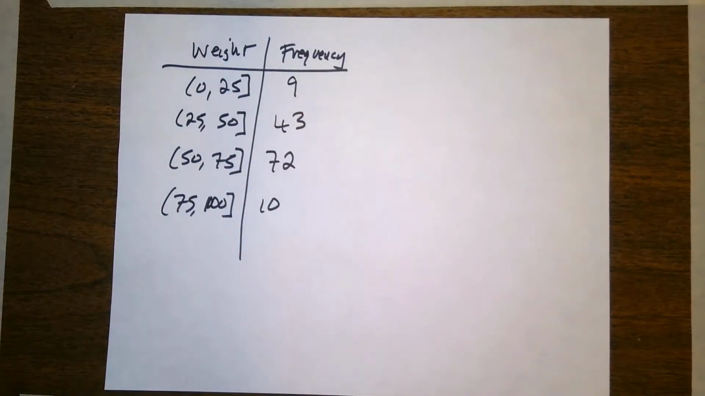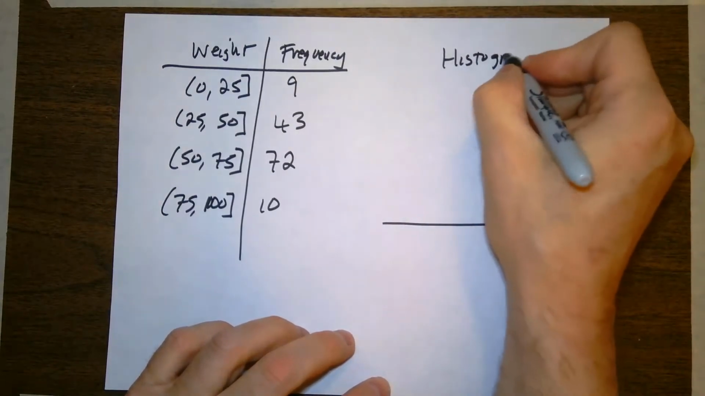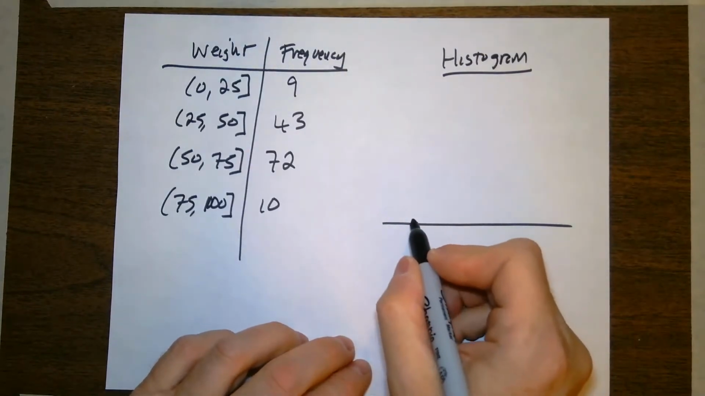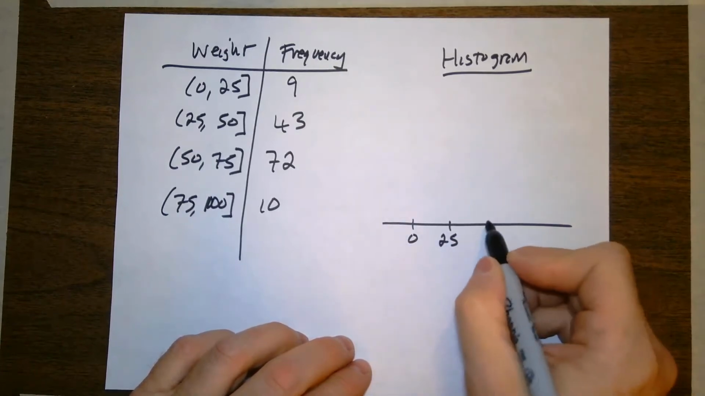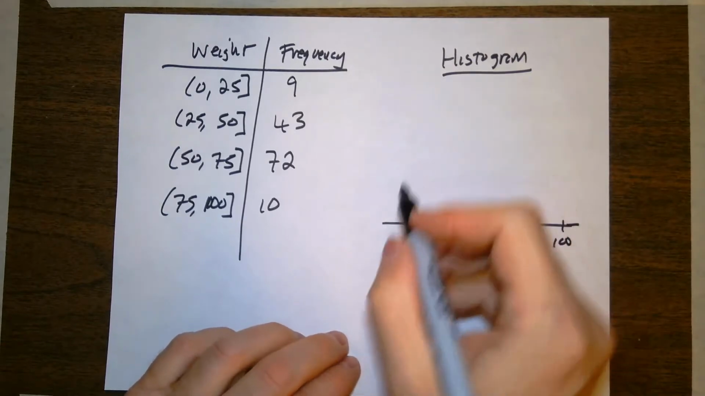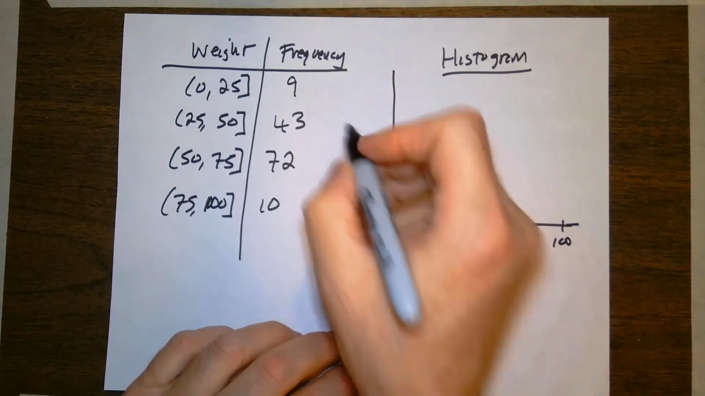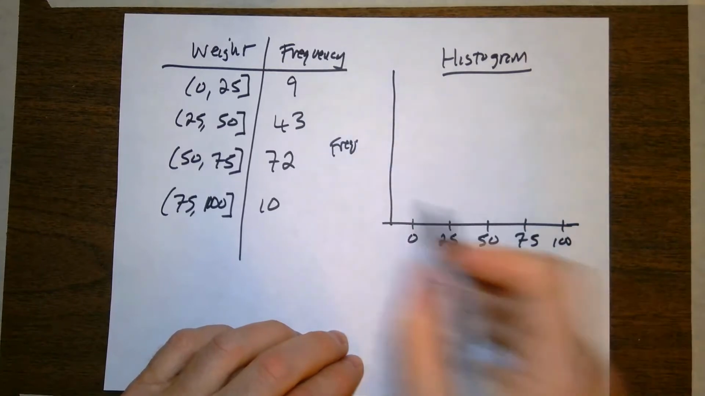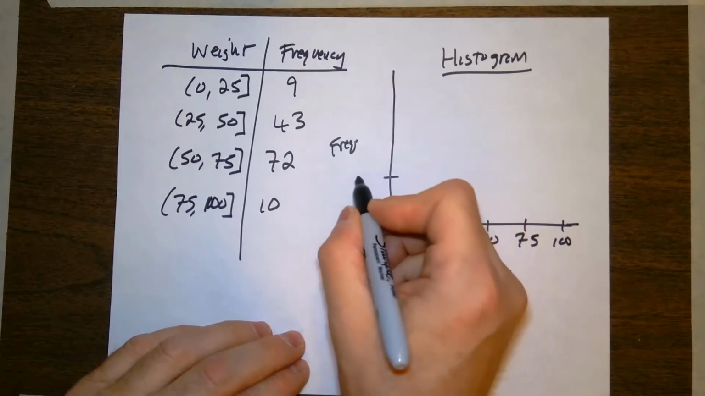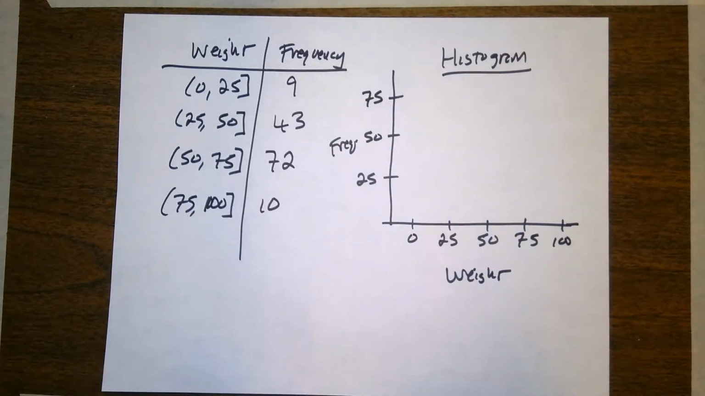So now I'm going to create a histogram of this data. My x-axis is going to represent my classes. So I'm going to have from 0 to 25 and 50 and 75 and 100. My frequency is represented here. So these are the weights, and this is my frequency, how many fish weighed that. And as you can see, my frequency goes up to 72. So let's see, if I go 25, 50, 75 fishes.